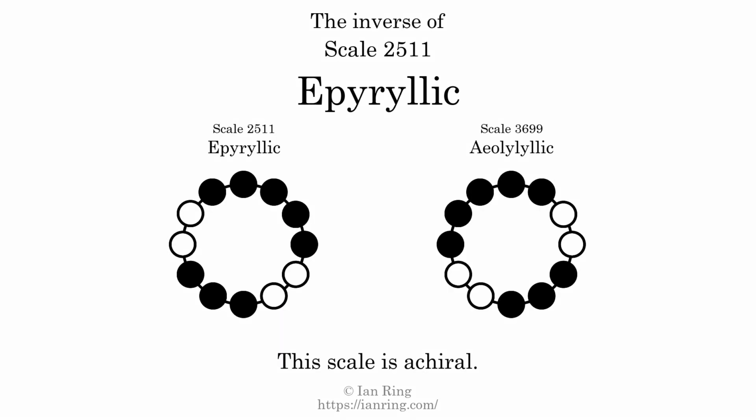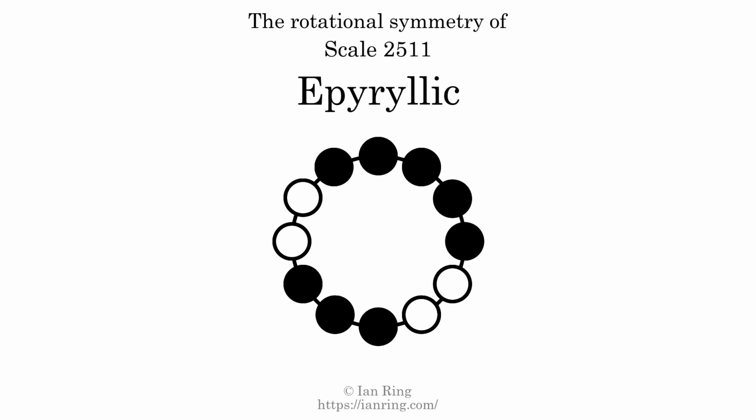The inverse of a scale is a mirror image. It is what you get when the sequence of intervals is reversed. The inverse of this scale is scale 3699, also known as Epyryllic. This scale is achiral, since it can transform into its own reflection by a rotational transformation. This scale has no rotational symmetry.